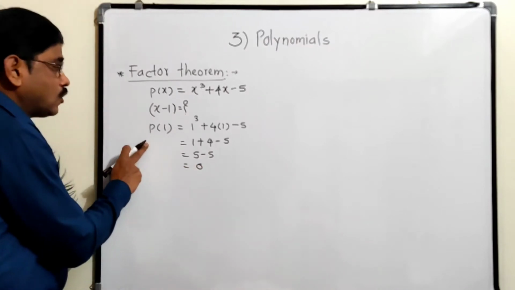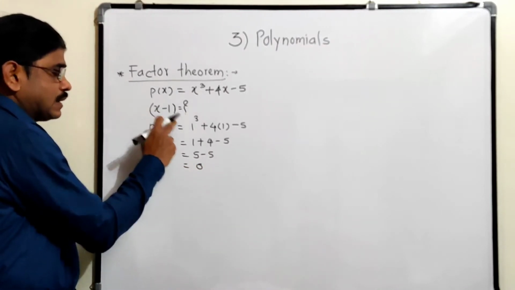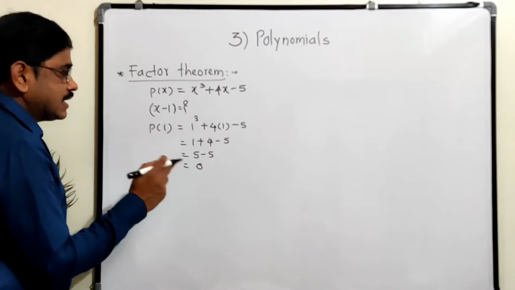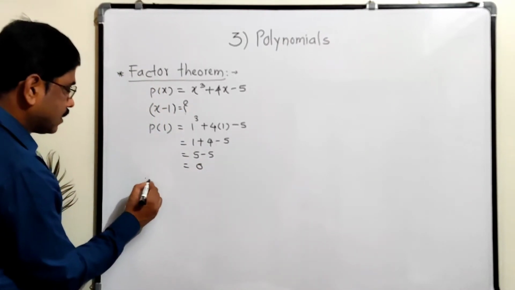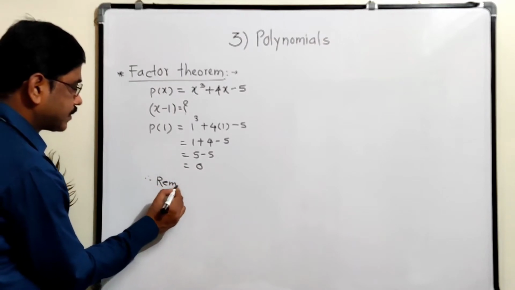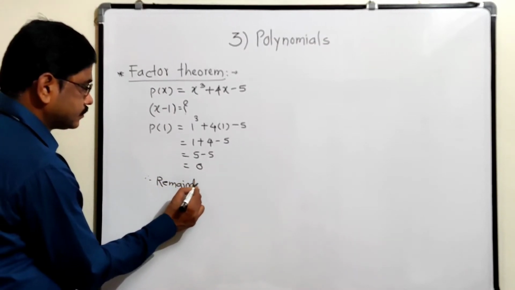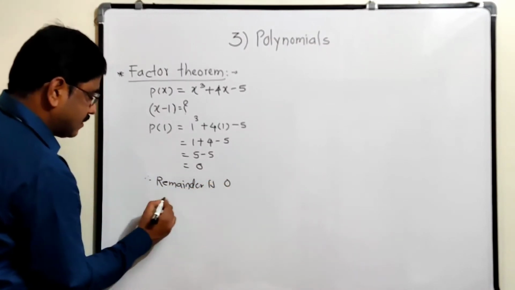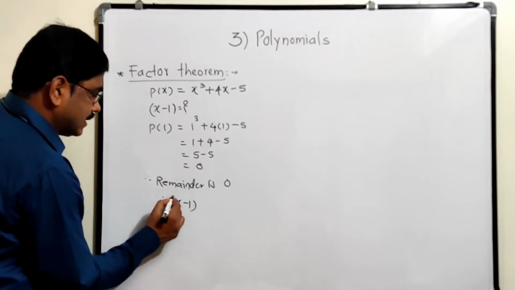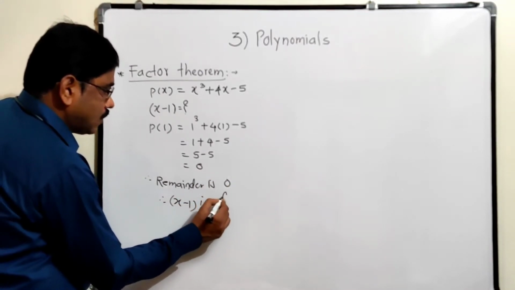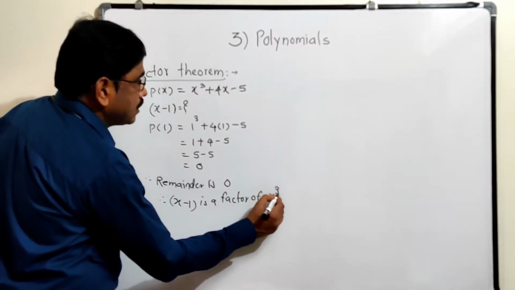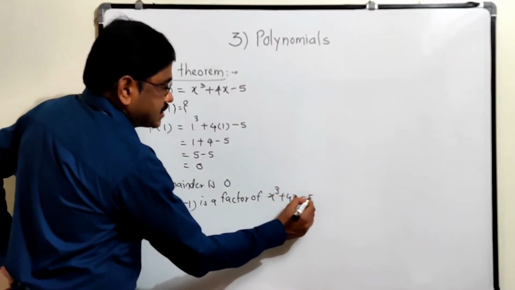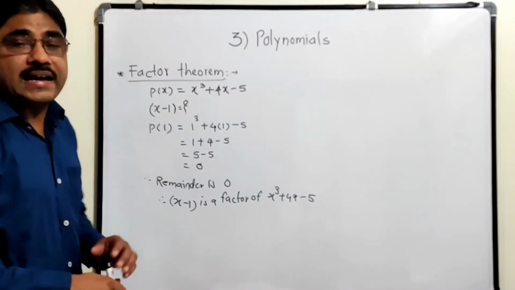So if the value of that polynomial for this one is 0, then it is a factor. यानी remainder is 0. इसका मतलब क्या हो गया by remainder theorem? Therefore the remainder is 0. And therefore this x minus 1 is a factor of this x cube plus 4x minus 5. So this is called the factor theorem.